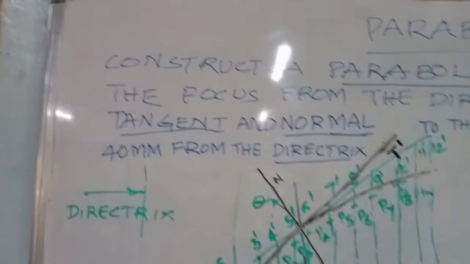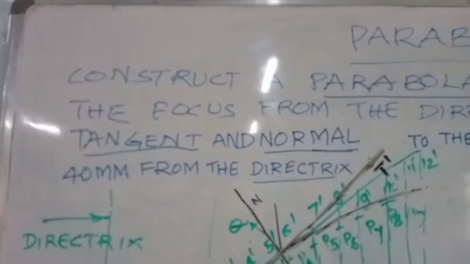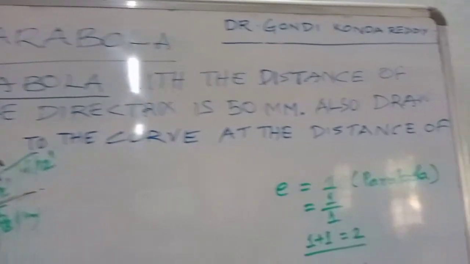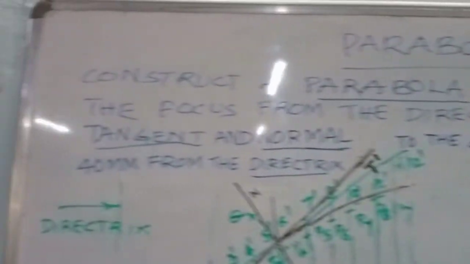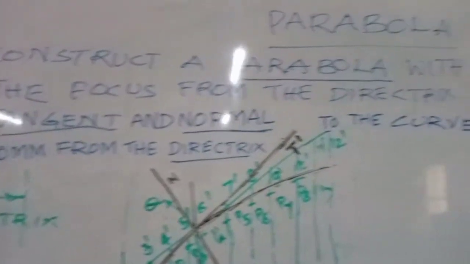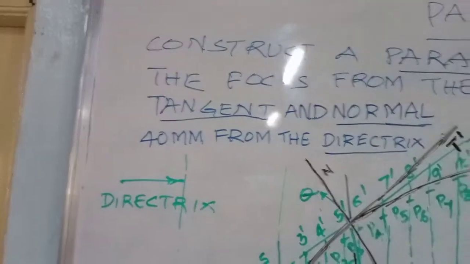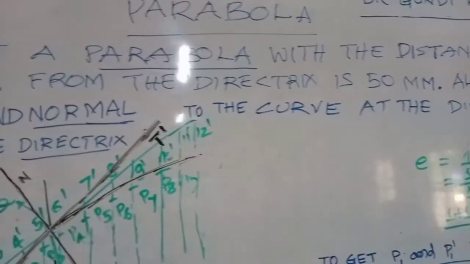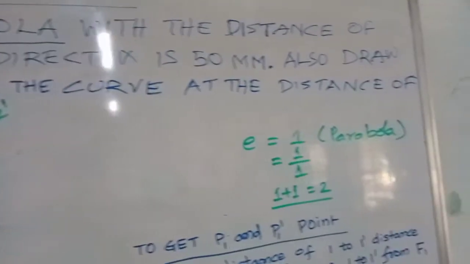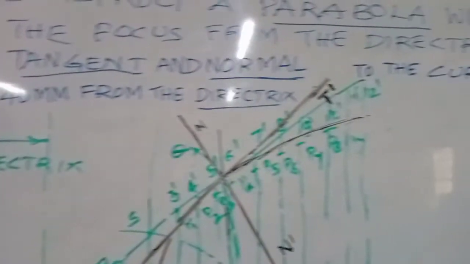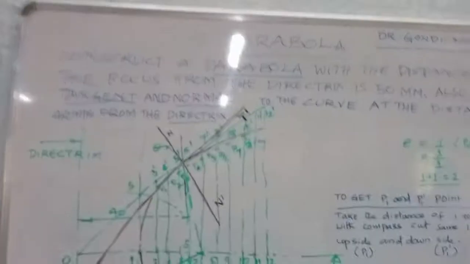Now I would like to explain the construction of a parabola. See here how the question reads. Construct a parabola where the distance of the focus from the directrix is 50 mm. Also draw the tangent and normal to the curve at a distance of 40 mm from the directrix. Okay, think about drawing the tangent and normal.